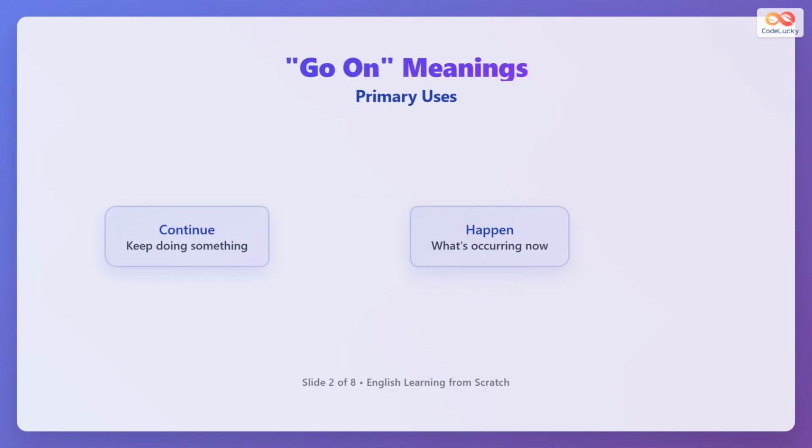Go on meaning one is continue. This means to keep doing something without stopping. For example, when someone says please go on, they mean keep talking or keep doing your activity. The second meaning is happen. This describes something occurring right now or taking place over time.